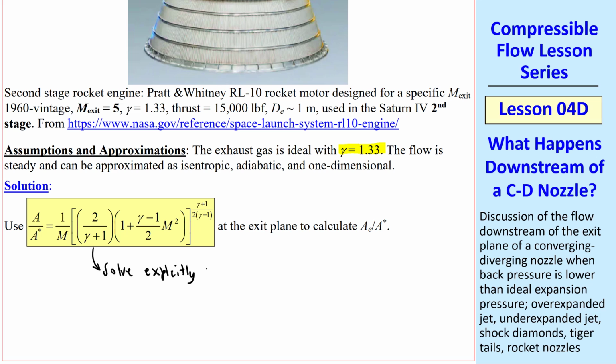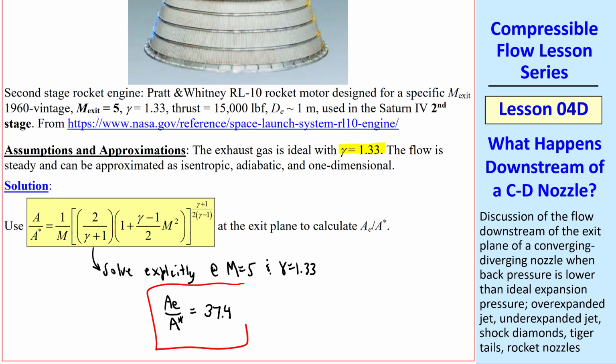In this case, we can solve explicitly at M equal 5 and gamma equal 1.33, so the exit area turns out to be 37.4. Compared to the first stage, this is huge, more than double, since AE over A star was 16 for the first stage.